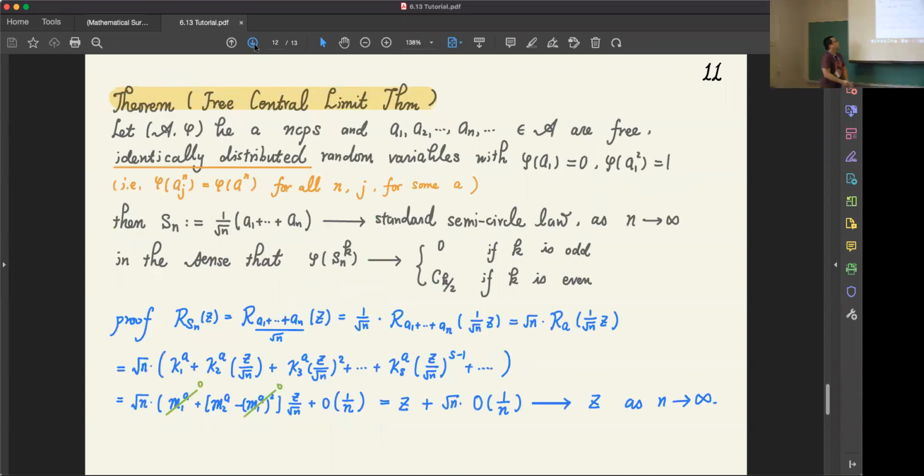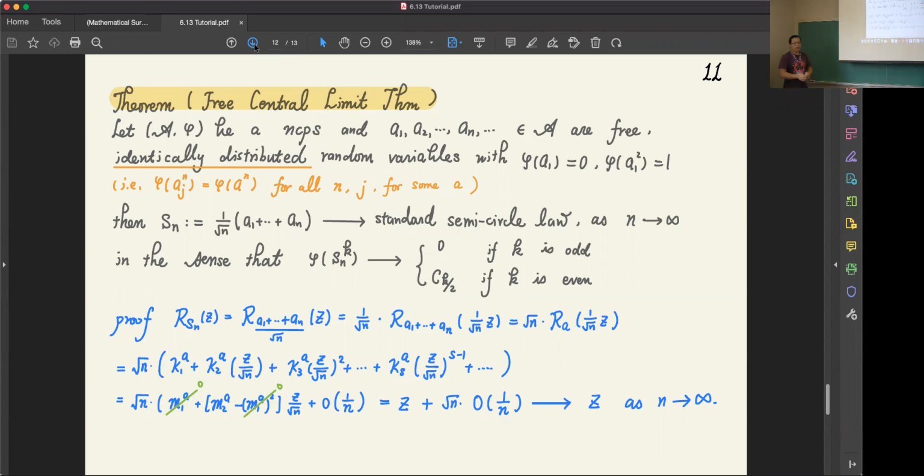For the free central limit theorem, since we define things algebraically, we start from a non-commutative probability space, and we are given several elements. We assume they are free, and we also assume they are identically distributed, which means all of them share the same moments. Now we further assume they are centered and the variance is 1, just to normalize. Based on those assumptions, we consider S_n, which is 1 over root n of A1 up to An. And we can prove the free central limit theorem, saying that S_n will converge to the standard semicircle law.